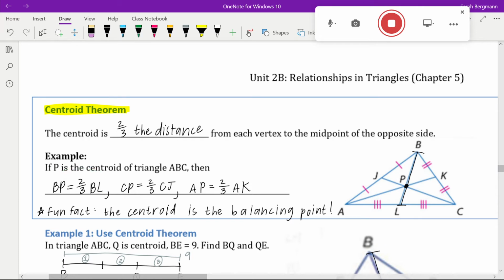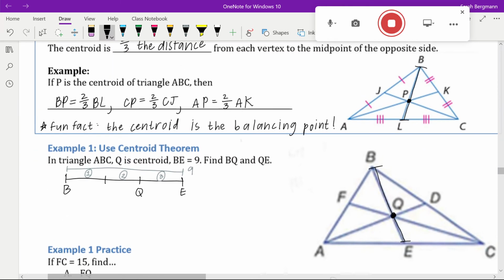I could repeat the same idea on each of the other medians. For example, if I was looking at the median CJ, I know point P is 2/3 of the distance from C to J, so CP equals 2/3 of CJ. A fun fact about the centroid is that it is the balancing point of the triangle. So if you wanted to balance a triangle on a post or on a stick, you would place the post at the centroid.